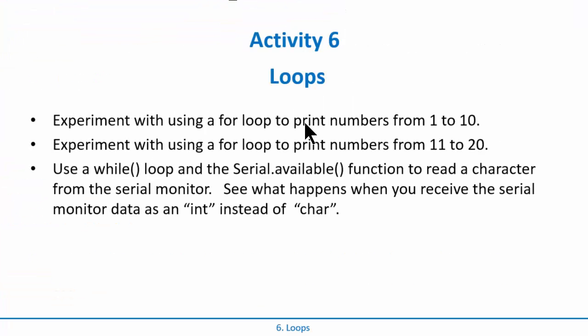Okay, so go ahead and play around with that. Do a for loop, do a while loop. Use a for loop to go 1 to 10, print 1 to 10, use a while loop to do 11 to 20, and then use this while loop and this Serial.available function to read a character from the serial monitor. That's going to be a big one. That's something you can use like crazy. So go ahead and play around with that, pause the video and see how it goes.